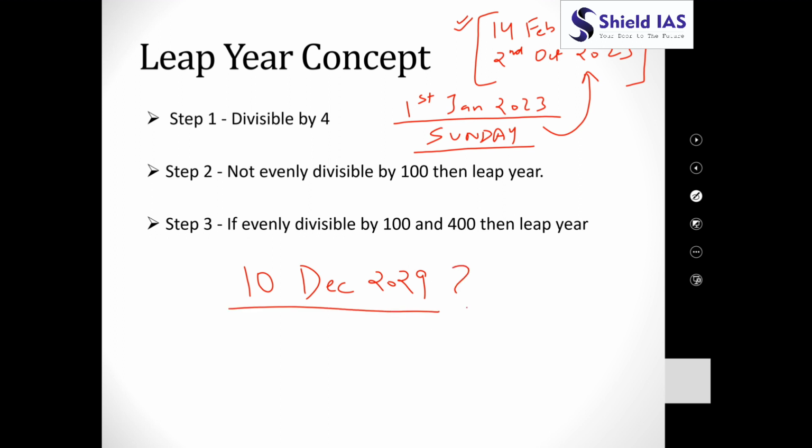This would be considered a difficult question based on the fact that what we have done is calculated the number of days between our reference date, that is 1st January 2023 and let's say 2nd October 2023. After calculating the number of days, we have divided these number of days by 7. Then we have added our remainder in the initial day. Okay, so this is what we have done in the last video lecture.